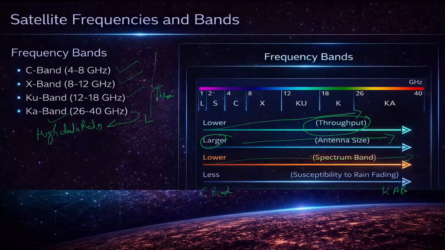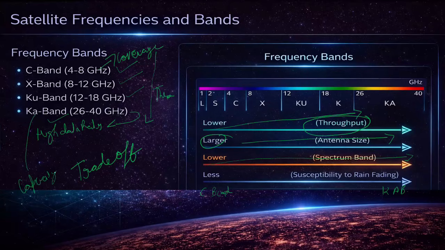So from a system design perspective, selecting the right band is a trade-off, right? You have to lose something to gain something. Lower frequencies provide reliable coverage, right? So C band provides reliable coverage and high frequency provides high capacity. The optimal choice depends on the application requirements. In simple terms, satellite frequency bands define how efficiently a communication system performs. Each band offers a balance between coverage, capacity, and environmental impact.